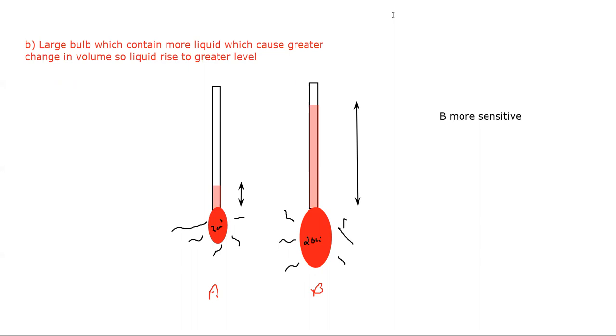Maybe this one will only take 10 seconds to show change in temperature, and this might take 15 or 20 seconds. But we don't bother about the time. We only consider that if the difference in the level or the temperature marking is more, we call that thermometer more sensitive. So sensitivity does not depend on time. It only refers to a change in the volume of the liquid, even though it might take longer time to show a change in temperature.